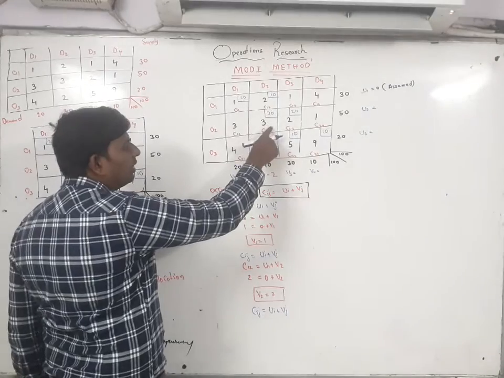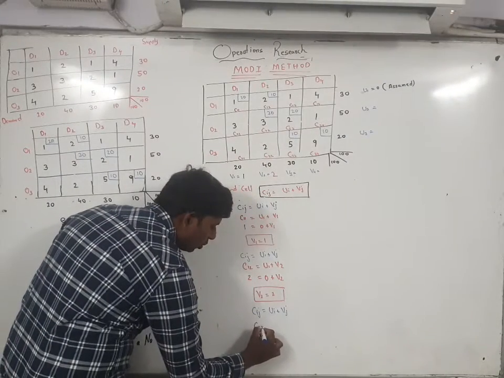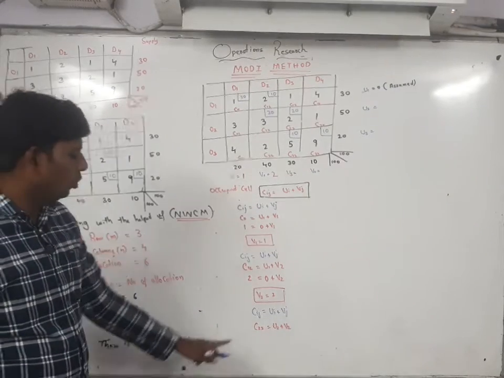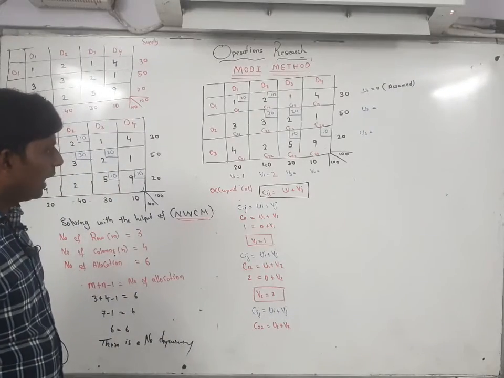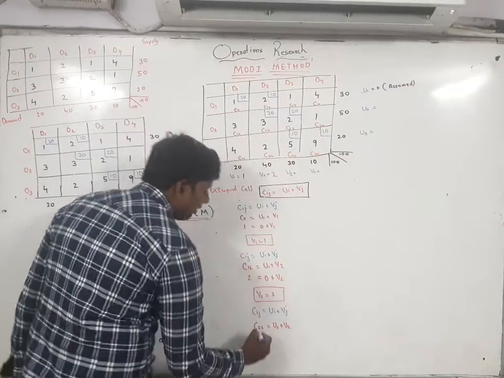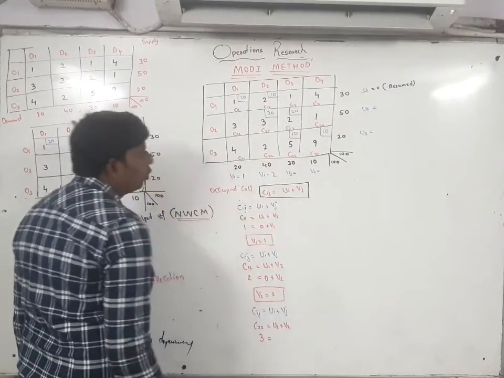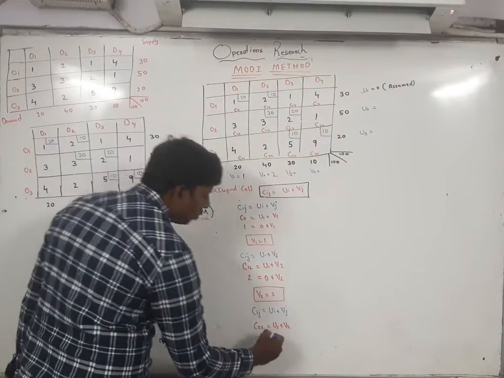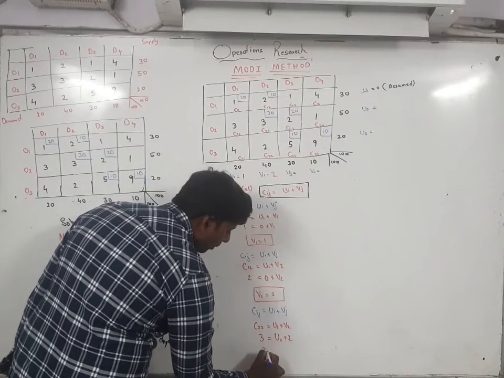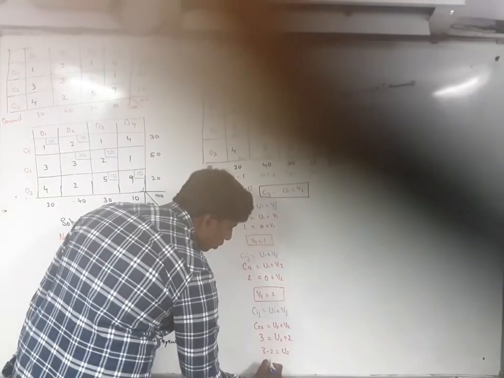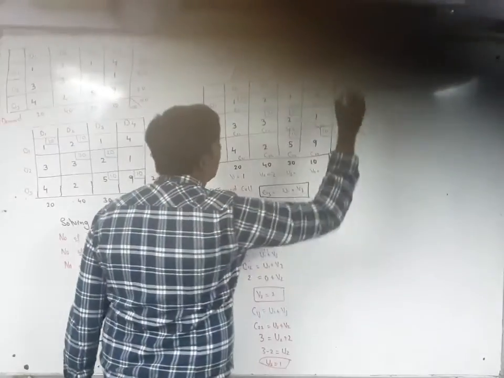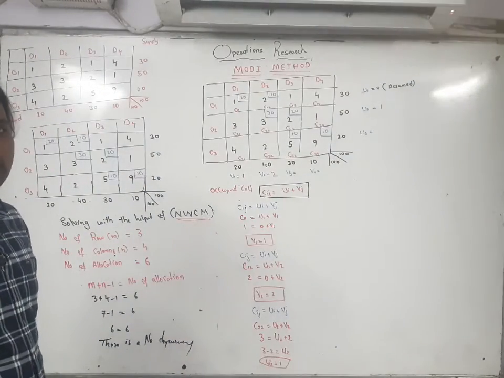Now the next occupied cell is C22. So here you can write C22 is equal to U2 plus V2. C22 value, how much is there? 3 is equal to U2 value. U2 you don't know, so write down U2 as it is. V2 you just got, how much is it? 2. So 3 minus 2 is equal to U2. So U2 is 1. Next step, what do you have to do?